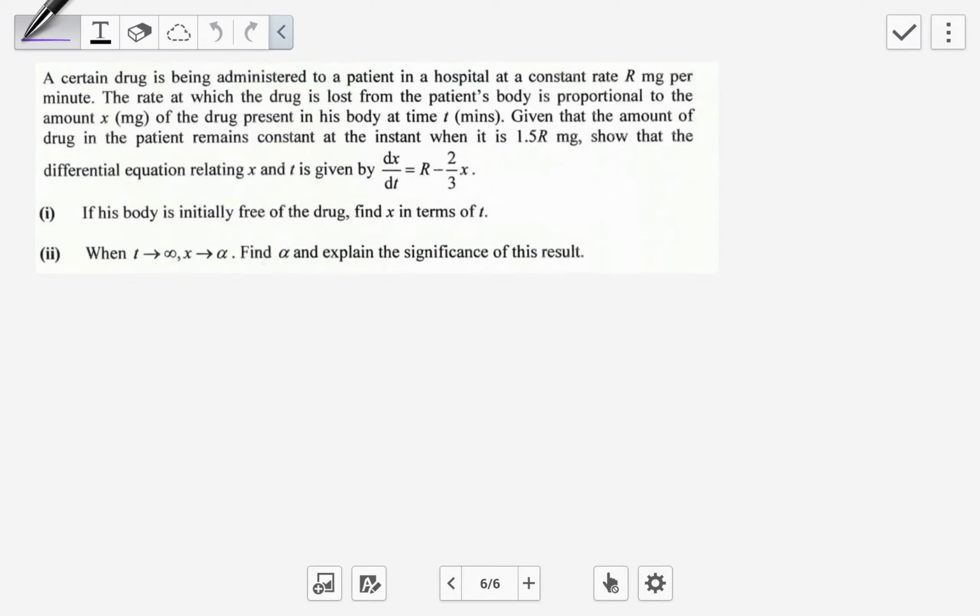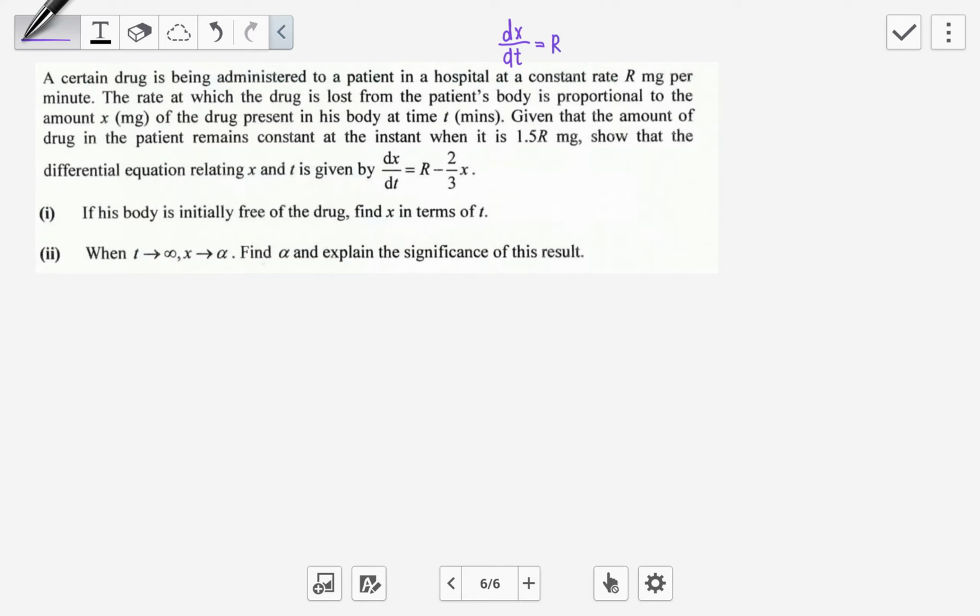Okay, this question: a certain drug is being administered to a patient in the hospital at a constant rate of R mg per minute. The amount of the drug present in his body at time t is x. So in other words, the rate of change of drug being administered is R mg per minute.